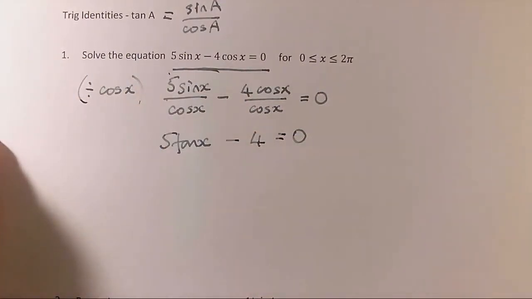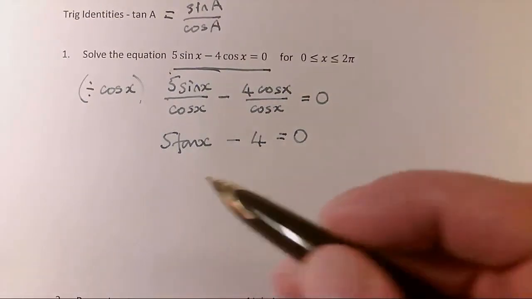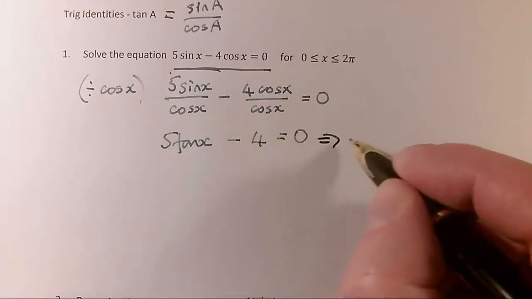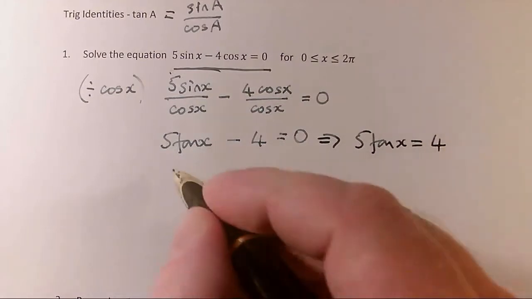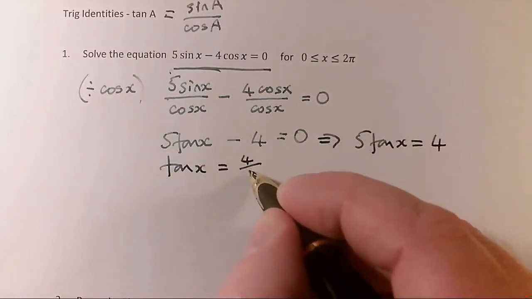Okay, how do we go from this bottom line? Well, this is now just an ordinary trig equation. We need to make tan x the subject of it. So if I add 4 to both sides, I'm going to get 5 tan of x equals 4, and divide by 5. So tan of x is going to equal 4 over 5.